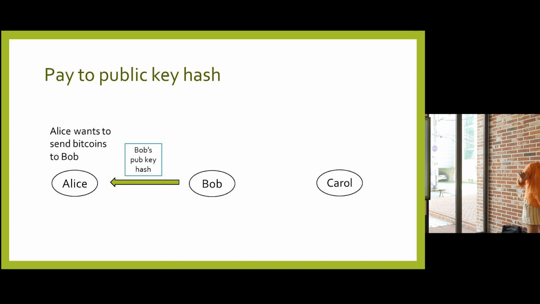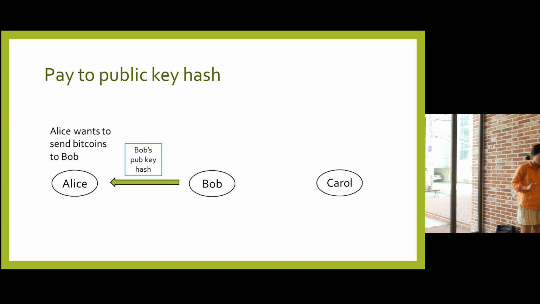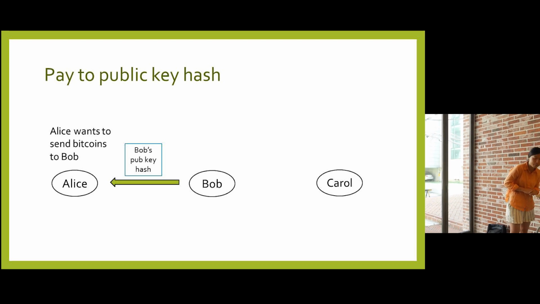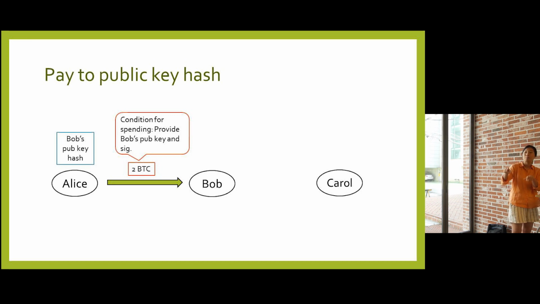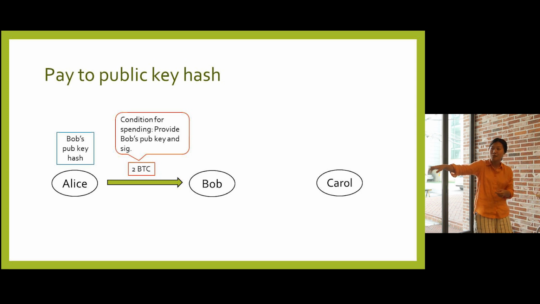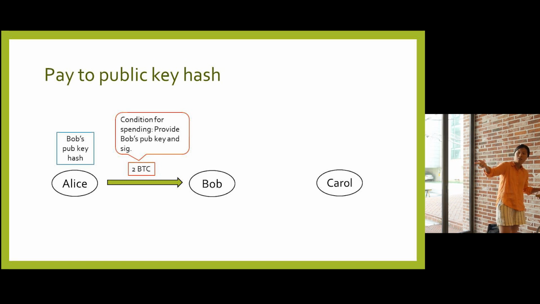So here's a demonstration. We have Alice, Bob, and Carol, and now Alice wants to send Bitcoin to Bob. Bob gives her his public key hash, which is the address to which Alice will now send the money. Now Alice has Bob's pub key hash, and she sends two Bitcoins, but she puts a condition, and the condition is for the person who receives it. Here's the condition that Alice puts. The condition for spending the 2 Bitcoin that she is sending right now is that whoever wants to spend this money has to provide Bob's public key and Bob's signature. So if Bob loses his private key and does not have his pub key and signature, even he cannot use these 2 Bitcoins. So this is the condition that Alice sets on her 2 Bitcoins.